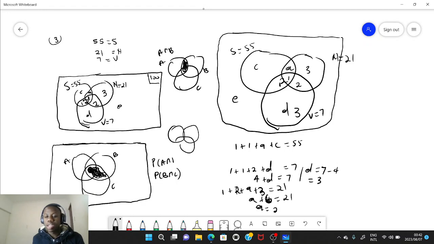So what do we do? We take 6 to the other side. We'll have 1 minus 6 to give us 21 minus 6 to give us 50. Now we'll have 50. Right, now the same thing. Since we are able to find the value of a, we can substitute the value of a here.